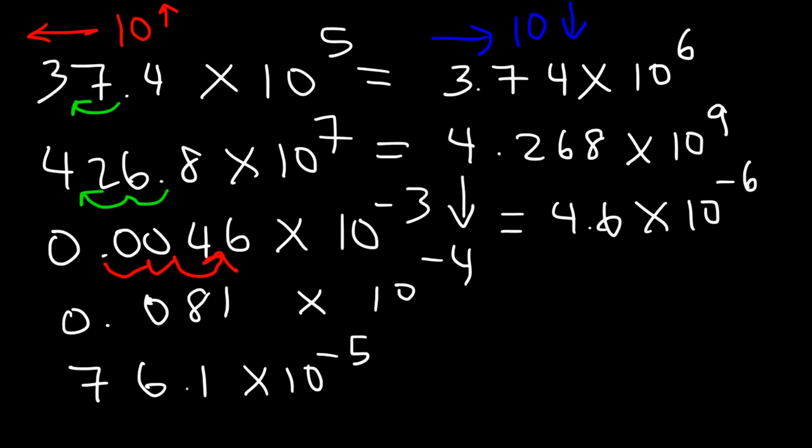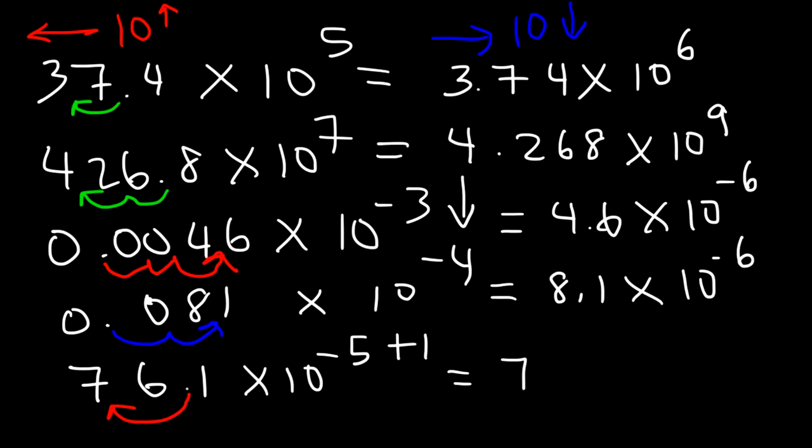For the next one, we got to move it 2 units to the right. So it's going to decrease by 2. Negative 4 minus 2 is negative 6. So it's going to be 8.1 times 10 to the negative 6. And then for this example, we got to move 1 unit to the left. So it's going to increase by 1. So it's going to be 7.61 times 10. Negative 5 plus 1 is negative 4. So anytime you move to the left, increase the exponent by the number of spaces that you move to the left. And if you're going to move to the right, decrease it.